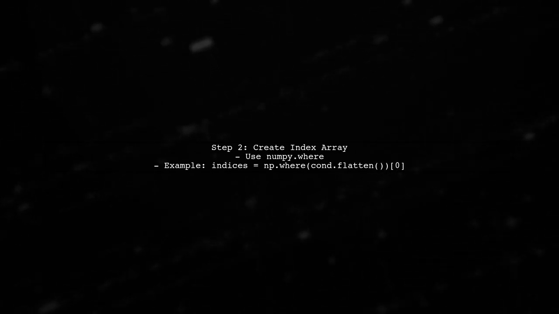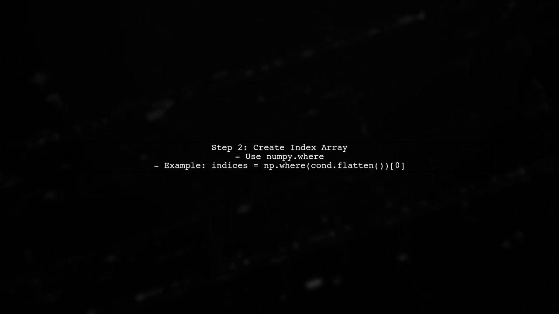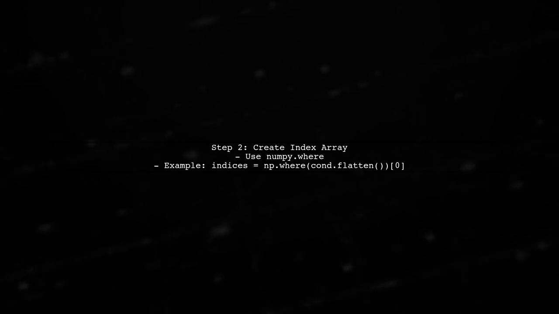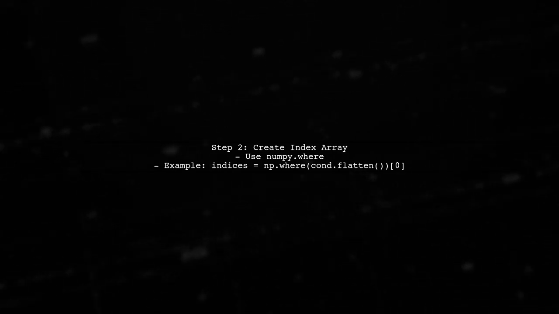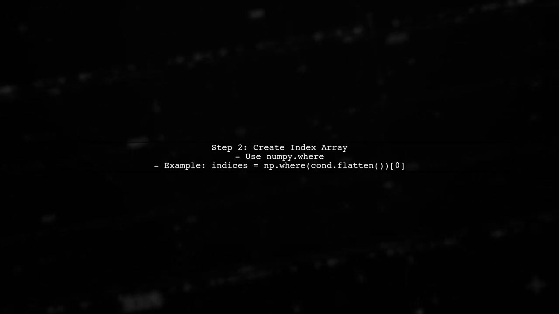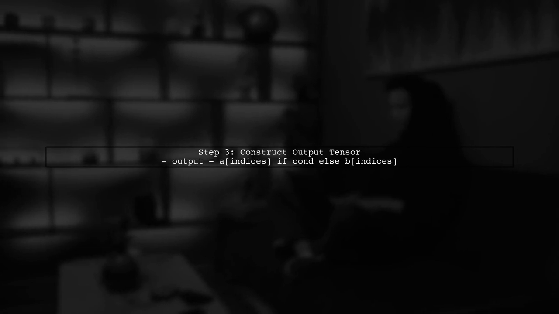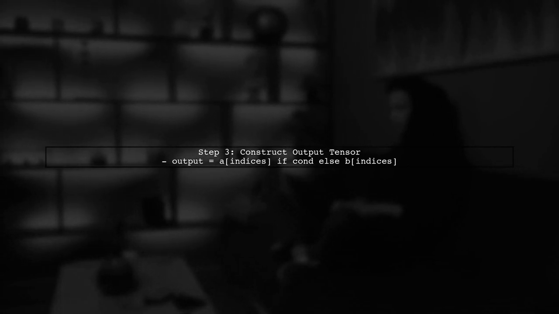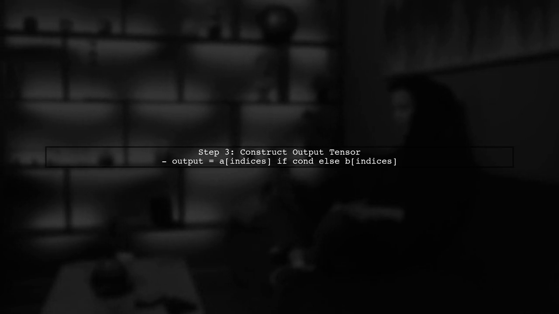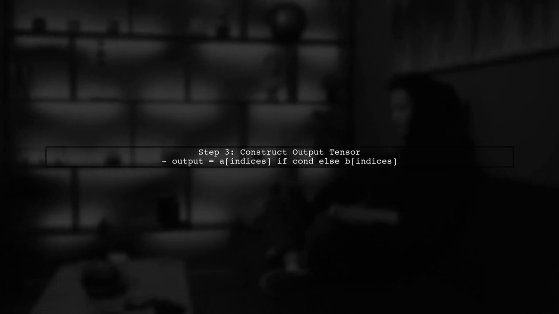First, create an index array that selects rows from A or B based on the condition. You can use NumPy's where function to achieve this. Now you can construct the output tensor by using the indices to select from A and B. This method is much faster and avoids unnecessary computations.